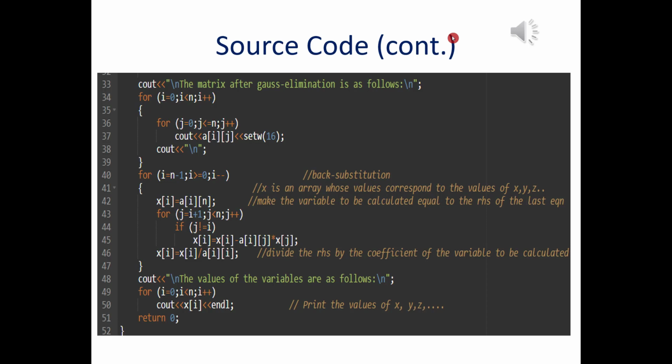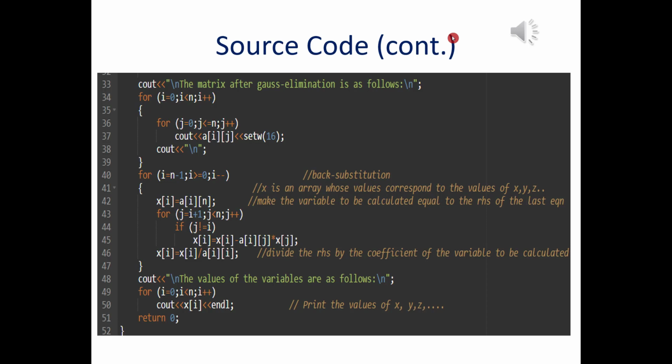Similarly, in the next iteration, the value of i becomes 1. Then x[i] equal to a[i][n], that is the constant of the second equation will be saved to the second variable. Then for j equal to i plus 1, j less than n, j plus plus. So j will be equal to 2, and which is less than 3. It becomes true and gets inside the loop.